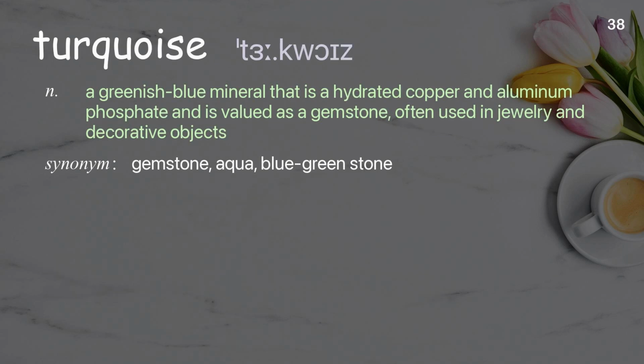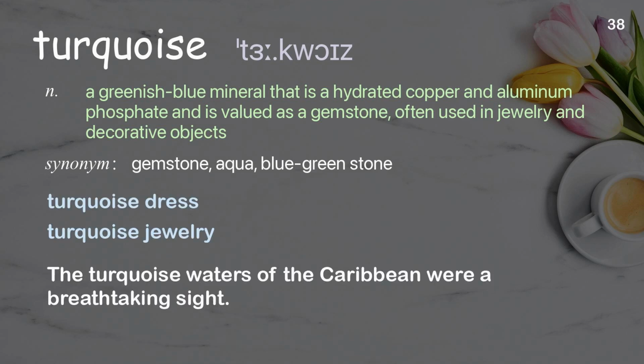Turquoise. A greenish-blue mineral that is a hydrated copper and aluminum phosphate and is valued as a gemstone, often used in jewelry and decorative objects. Examples: Turquoise dress. Turquoise jewelry. The turquoise waters of the Caribbean were a breathtaking sight.